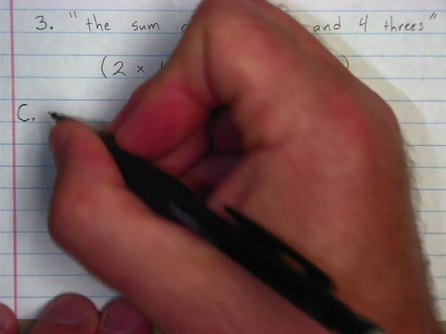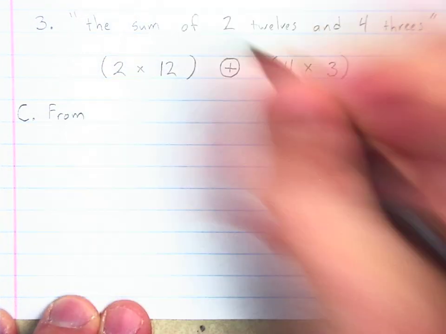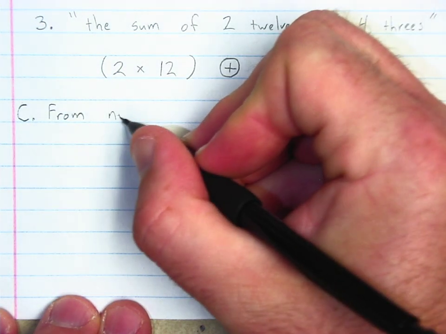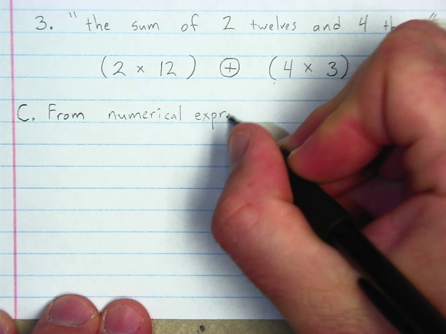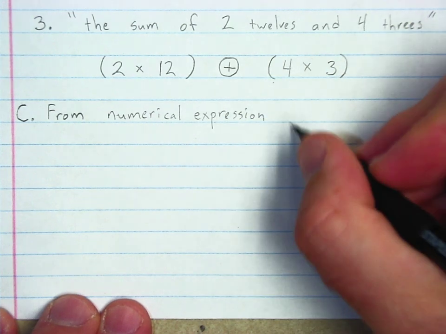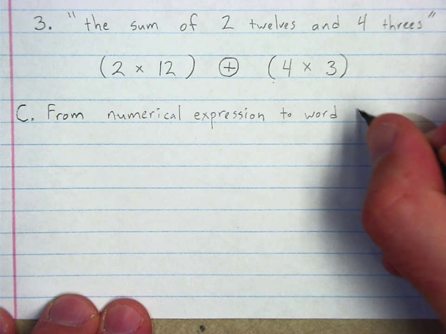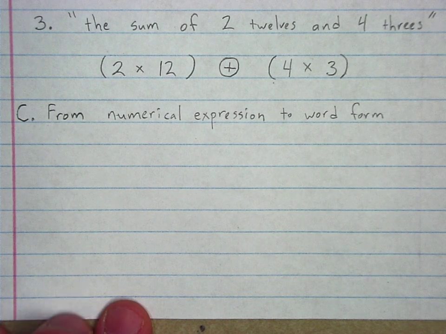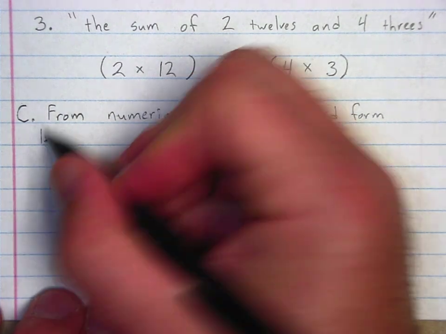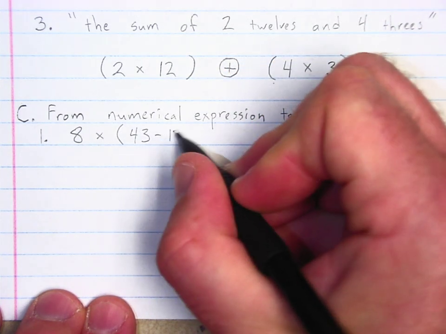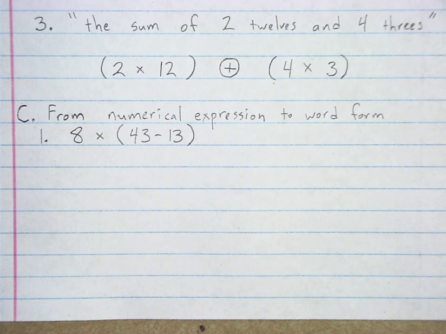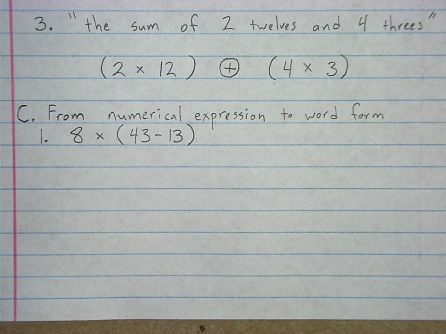Now, you can go the other way also. I'll do 2 quick examples here, but we are starting to run a bit long. If you're going from numerical expression to word form, ultimately what this is saying is, how do you read these things? So if I give you this expression, a lot of you would probably read this as 8 times 43 minus 13. And while that's not technically incorrect, it can confuse things.